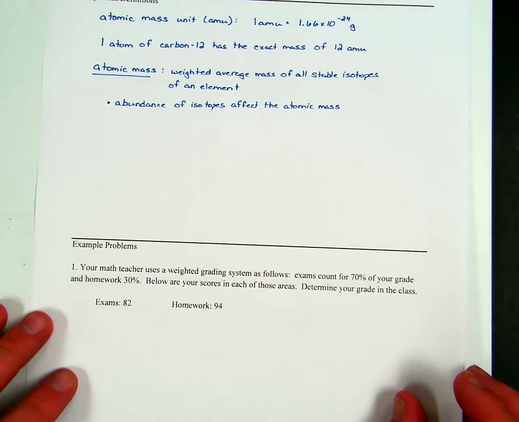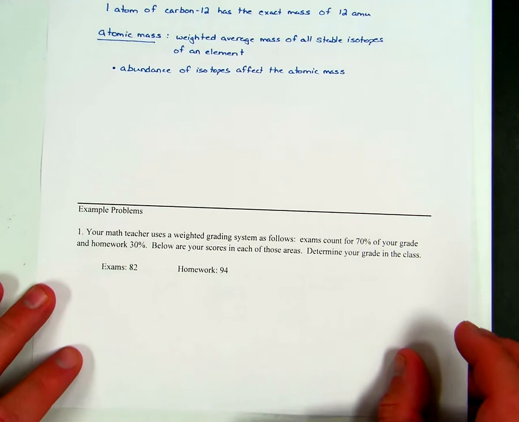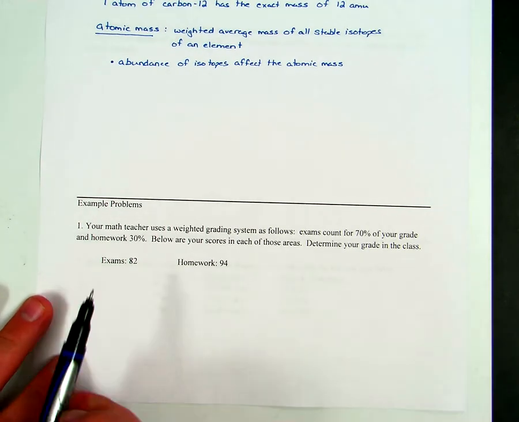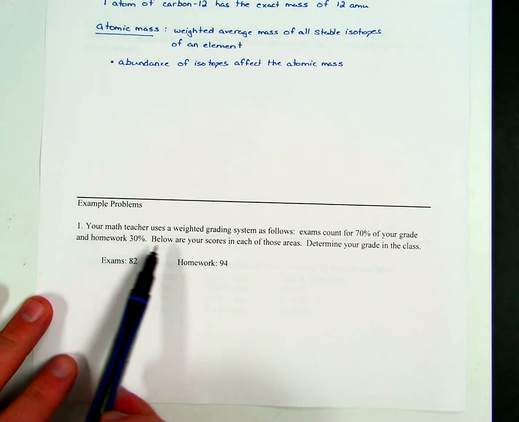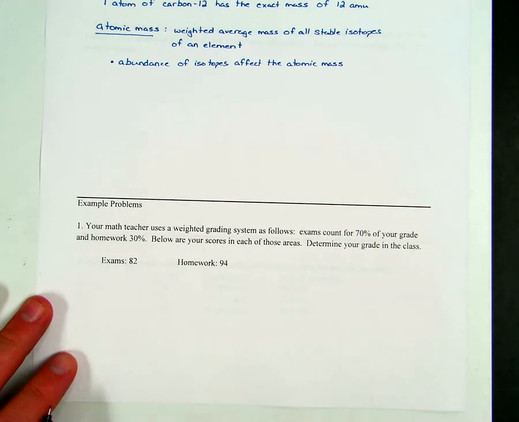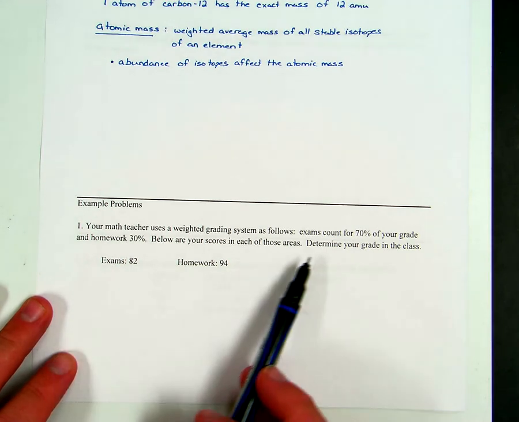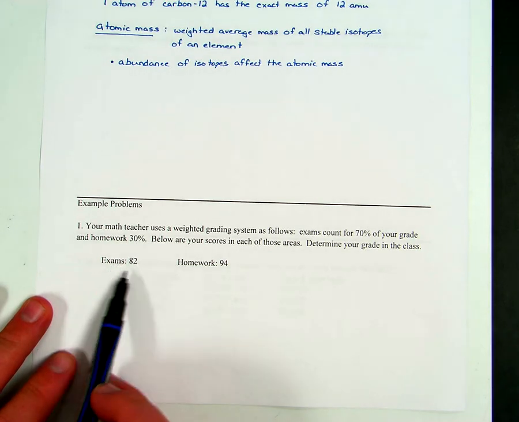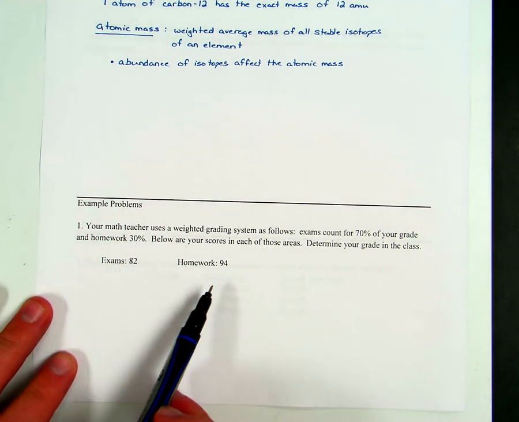Just take a look at the first one here. This is the example I was telling you about with calculation of a grade. You're told your math teacher uses a weighted grading system as follows. Exams count for 70% of your grade and homework 30%. Below are your scores in each of those areas. Determine your grade in this class. You see your exam scores total to an 82 and your homework scores total to a 94.